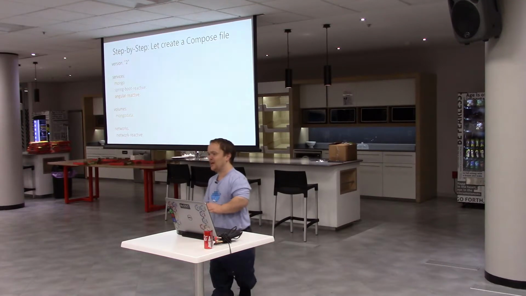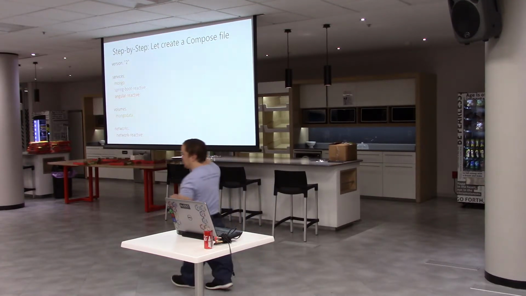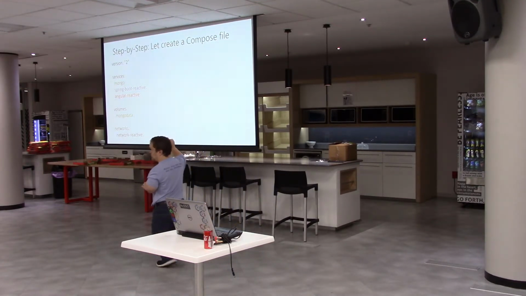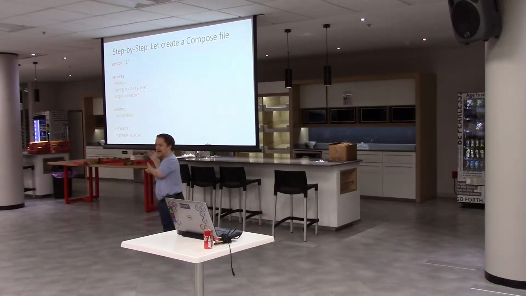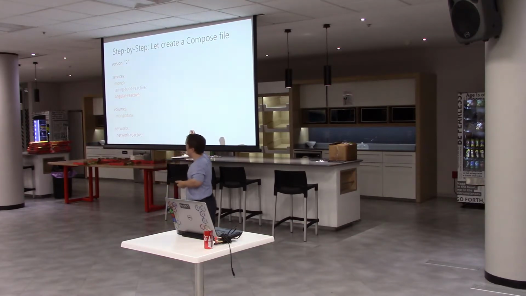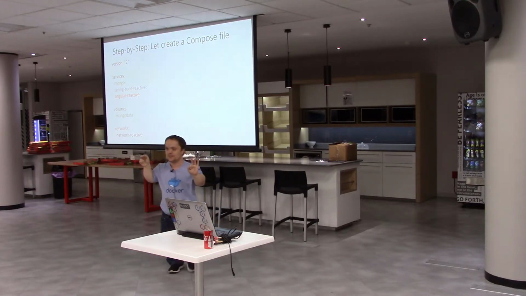So let's do a step-by-step to create a Compose file. This is your skeleton. And I'm going to use version 2, because version 3 gets a little bit weird. We're going to go through version 3, but version 2 is what I grew up with, what I've been using, and it is a much simpler version. You've got your version at the top, then your services, your volumes, and your networks. Your volumes are where I want to put data, and your networks are where you want to isolate your server communication. So the three services we're going to create are Mongo, Spring Boot, and Angular Reactive.